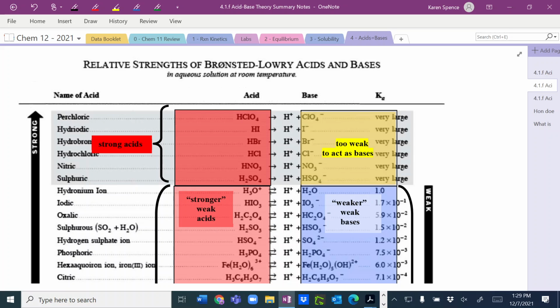And the other thing that you'll find on here is the Ka values. We will be using those a little bit later on, but you'll notice that up at the very top, the Ka values are just defined as being very large. If a Ka value is very large, what does that mean? It means the equilibrium sits where? Products or reactants?